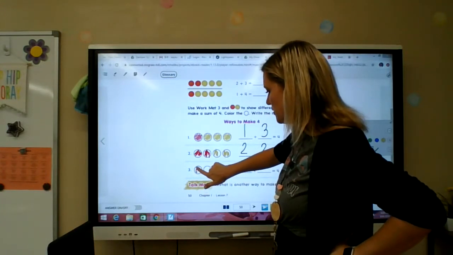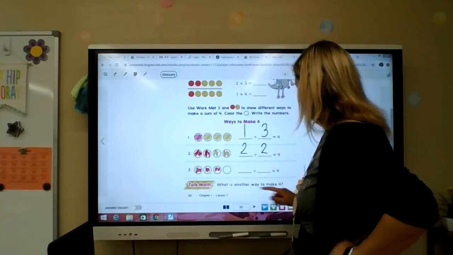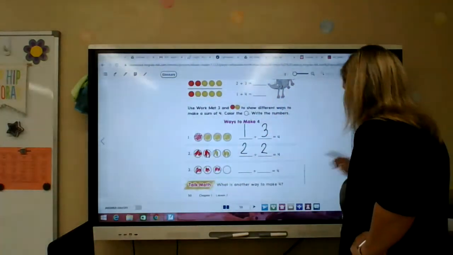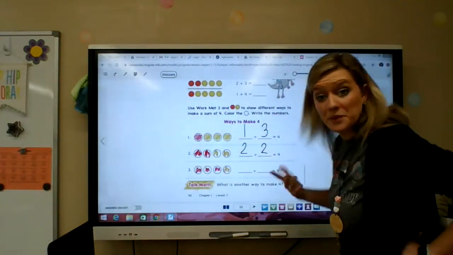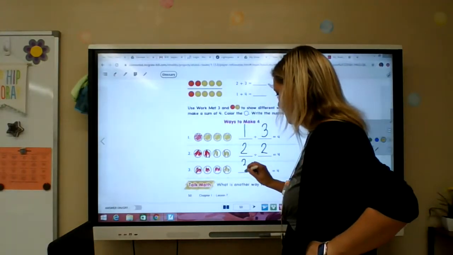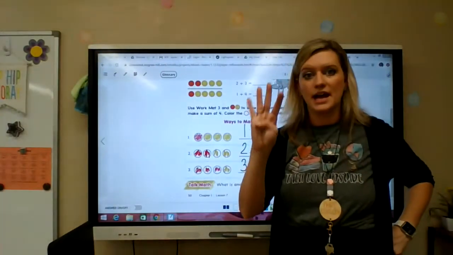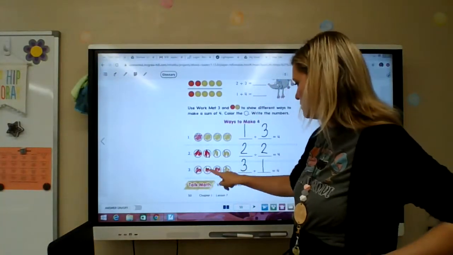Should we do maybe 3 reds and just 1 yellow? 3 reds, 1 yellow. Does that work? Okay. So I had 3 reds and 1 yellow. 3 plus 1. If I have 3, I add 1. That makes 4. 1, 2, 3, 4.